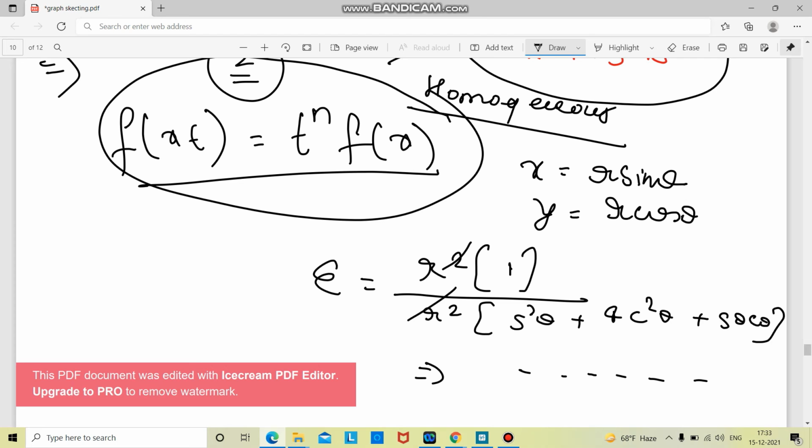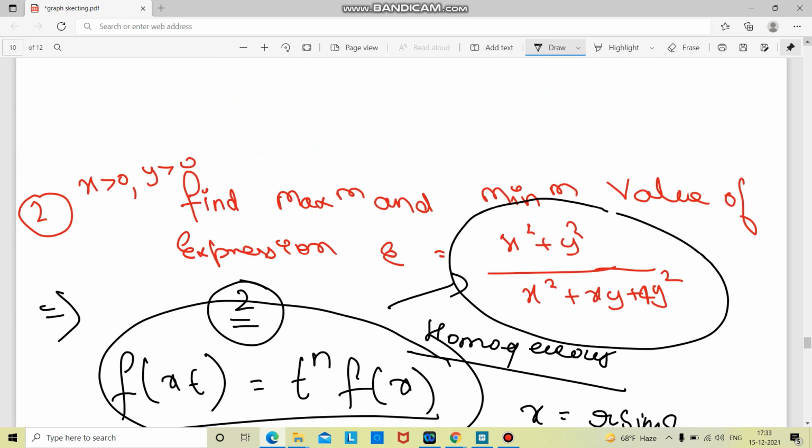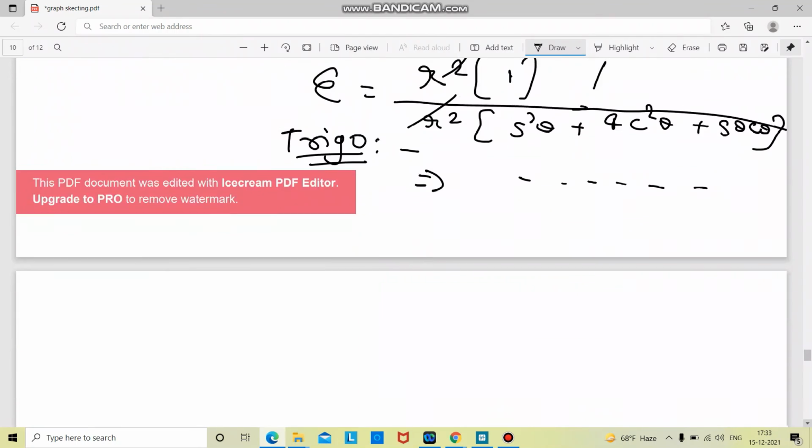We can easily calculate the maximum and minimum value of 1 by (sin square theta plus 4 cos square theta plus sin theta into cos theta). We will learn it also in the trigonometry chapter, but till then you can see how to substitute and how to solve this type of problem. It comes very frequently in examinations, so we must know these substitutions.